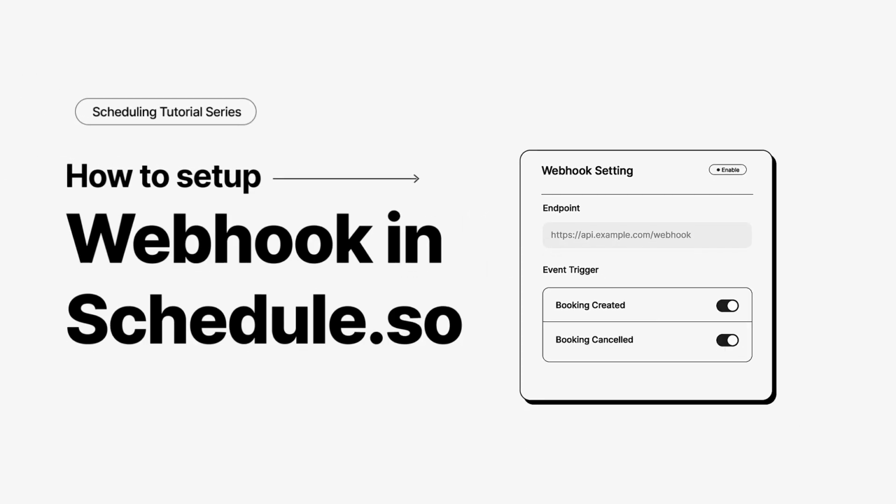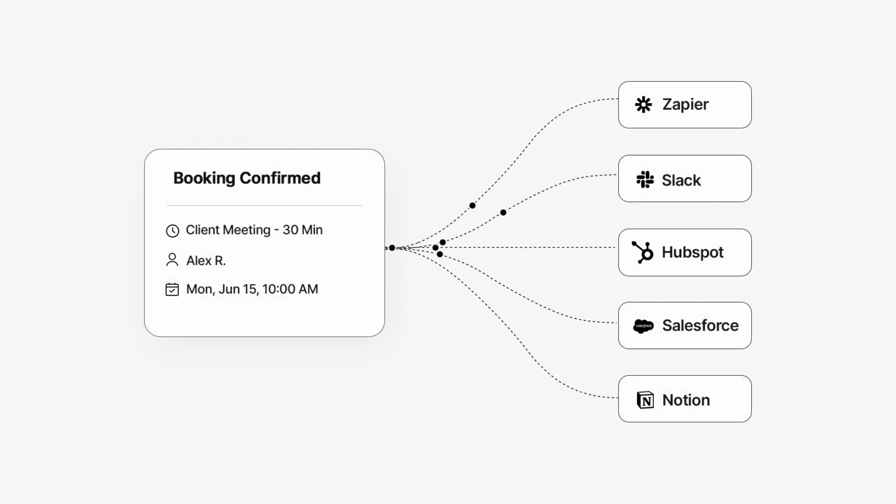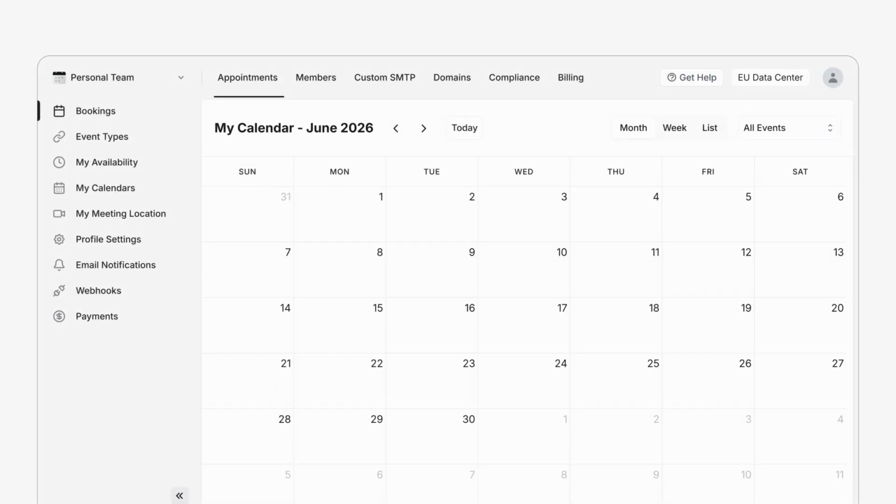In this tutorial, we'll show you how to set up webhooks in Schedule.so. Webhooks help you automatically send booking data from Schedule to another app or a system whenever a selected event happens. This is useful if you want to connect Schedule with your CRM, automation platform, internal tool, or any custom system you use. Let's get started.